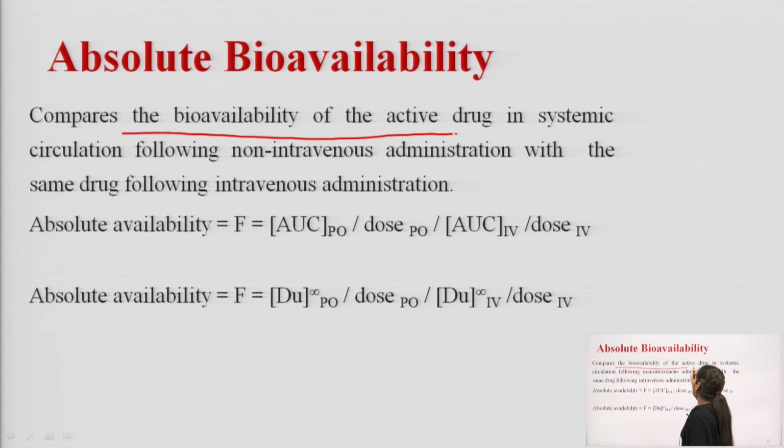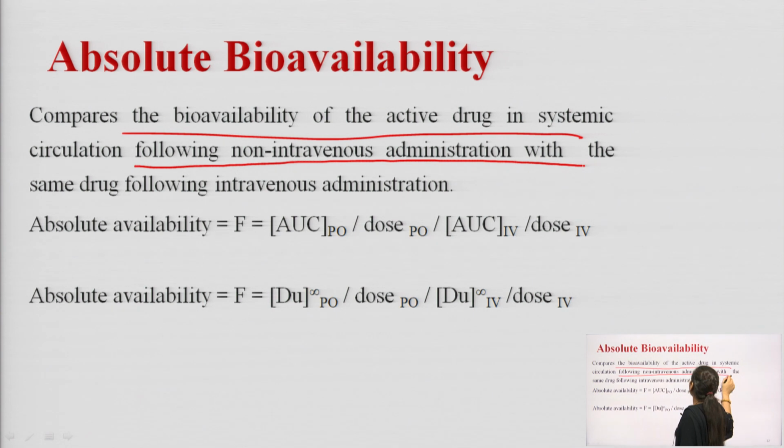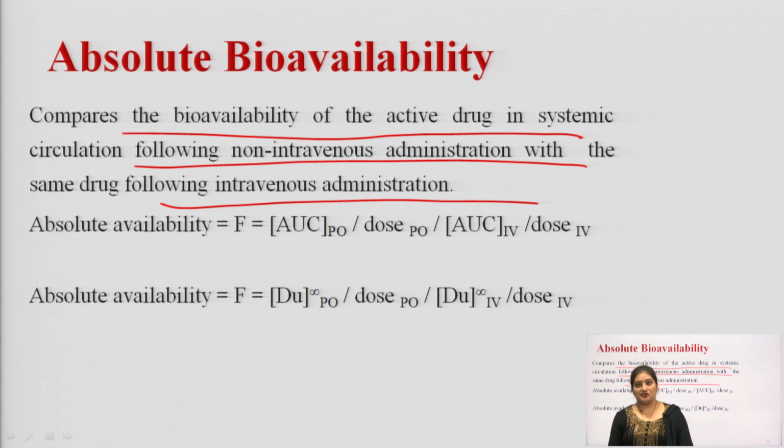This bioavailability compares the bioavailability of the active drug in the systemic circulation following the non-intravenous administration with the same drug following intravenous administration. Meaning in this we are comparing the drug that is given by IV route as well as by the oral route. Okay. In this, the absorption of the active drug is compared, of the same drug, when it is given by 2 different routes of administration. For example, by IV route and oral route.